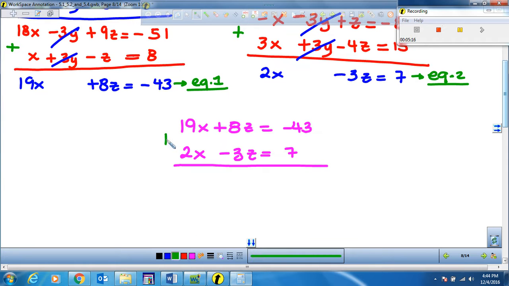And then you're going to start adding. Oh, but you need to cancel x's or z's. None of them can be canceled the way they are, but we can take advantage of the fact that the z's have opposite signs on their coefficients. We just need to have the same coefficient on both. So let's multiply this one times 8, and let's multiply this one times 3.